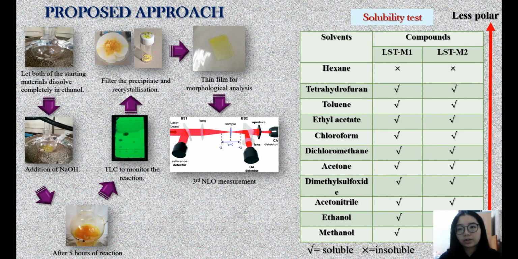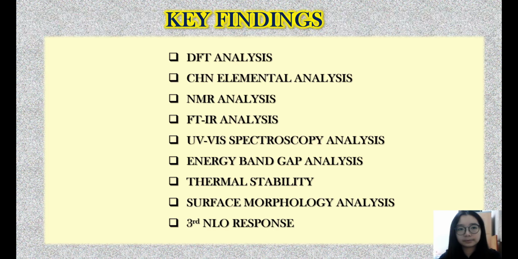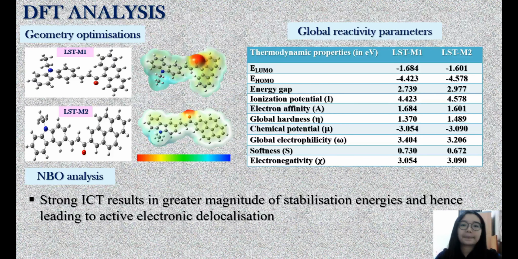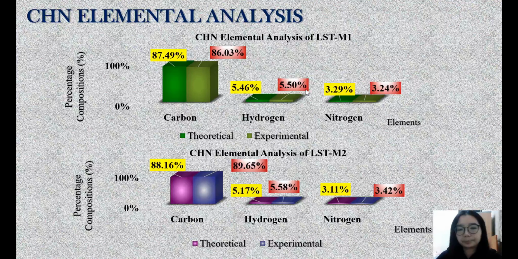The outcome of the solubility test proved that both of the compounds are polar in nature. Let's move on to the key findings. All of these theoretical computational results are derived from density functional theory (DFT). As you can see, the global reactivity parameter, which is the energy band gap, suggests that both of the compounds are conductive. This is because their energy band gaps are very low in value, typically below 3 electron volts.